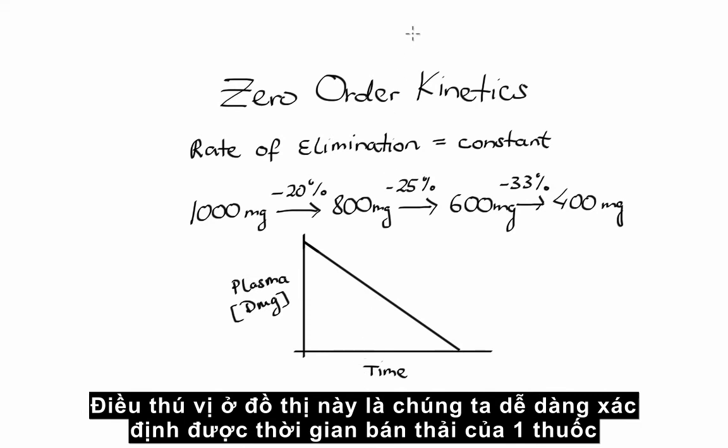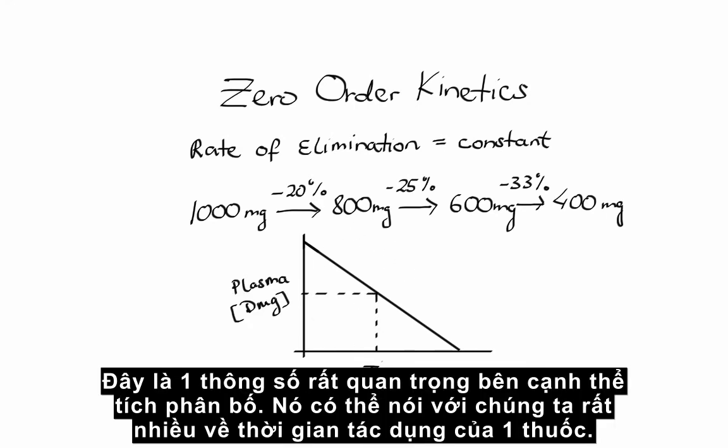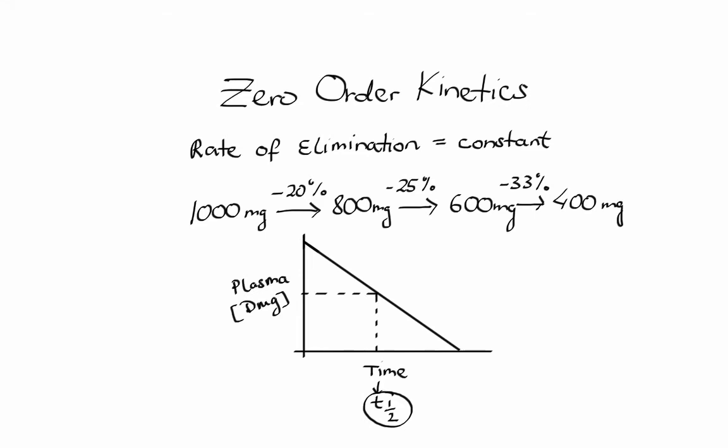Also, the cool thing about these graphs is that if we can plot them, it's easy to determine the half-life of a drug from them. So half-life is simply the time that is required to reduce drug concentration in plasma by a half. This is an important piece of information which, along with volume of distribution, can tell us a lot about duration of action of a drug.